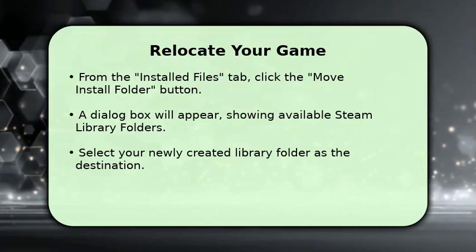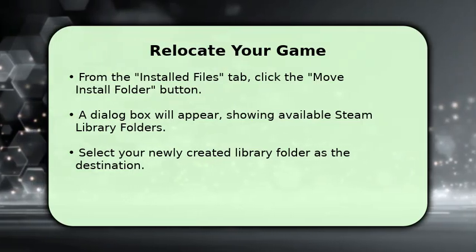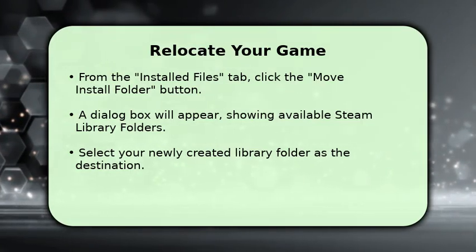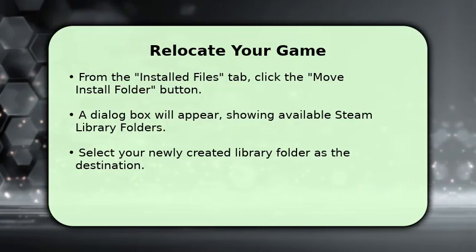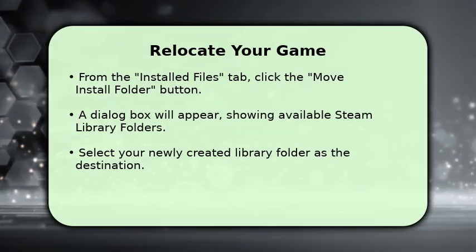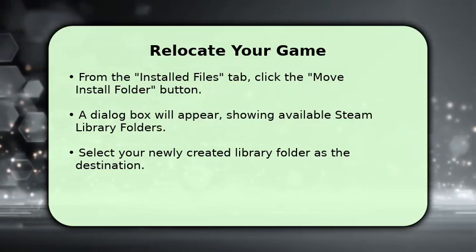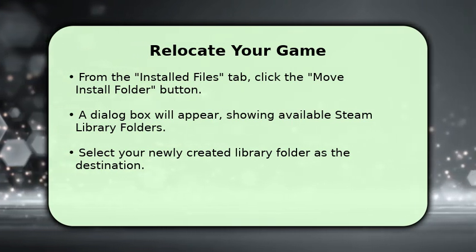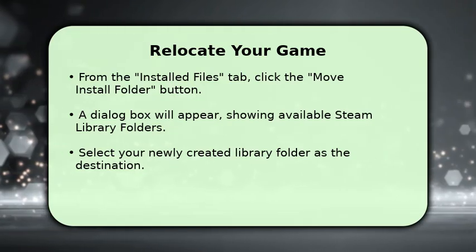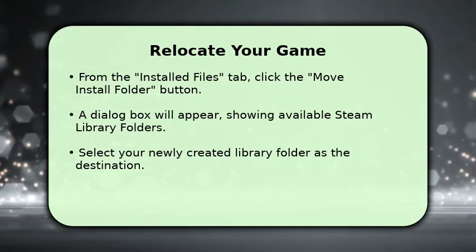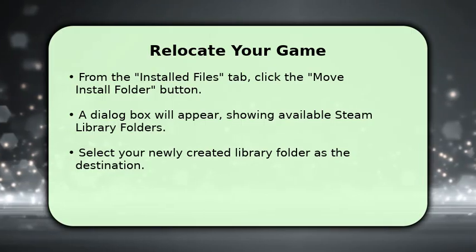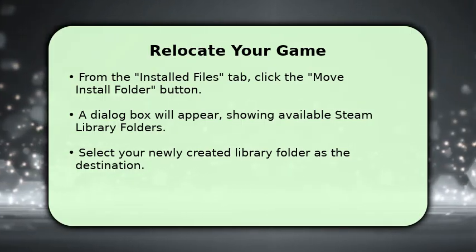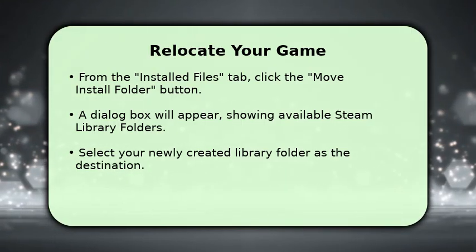Now, back in the game's Installed Files Properties, click the Move Install Folder button. A small window will pop up, displaying all your established Steam library folders. Simply select the new library folder you just created as the target destination. Confirm your selection, and Steam will automatically begin transferring all the game's files. The time taken depends on the game's size and your drive speed.